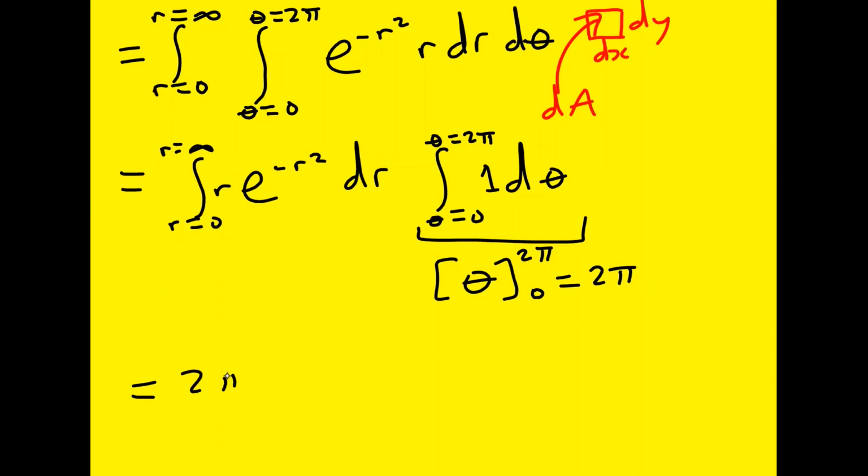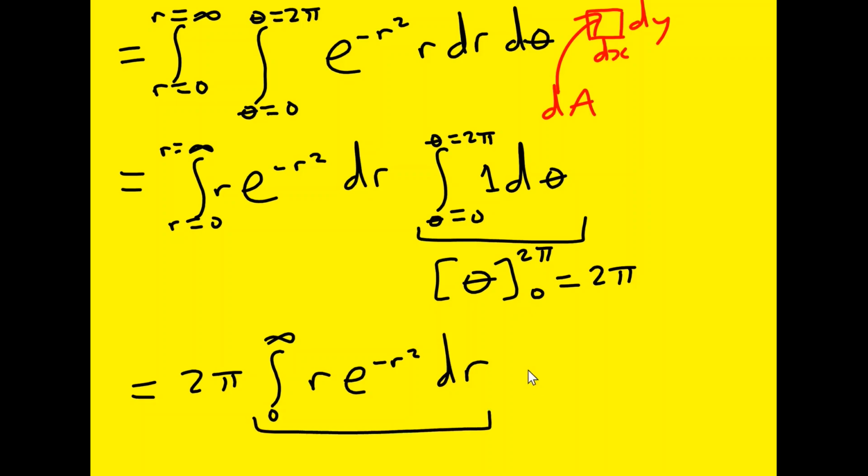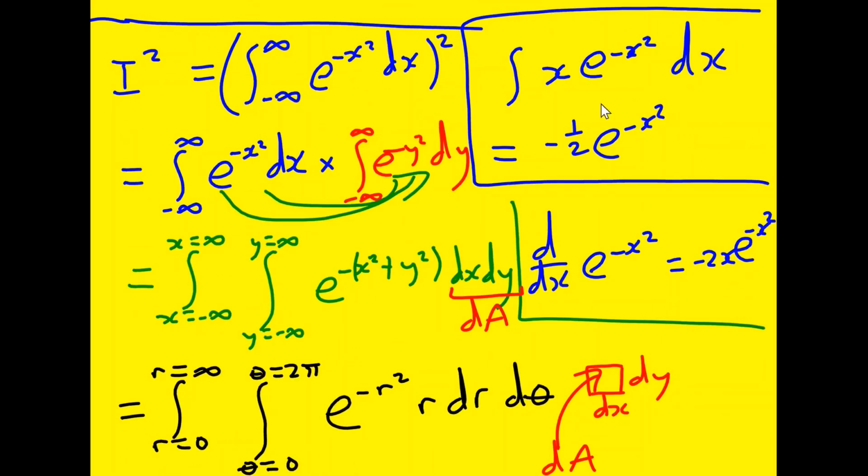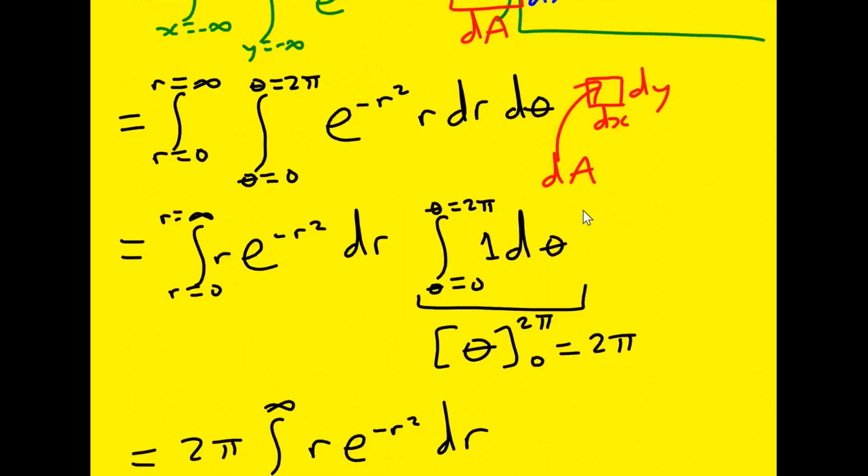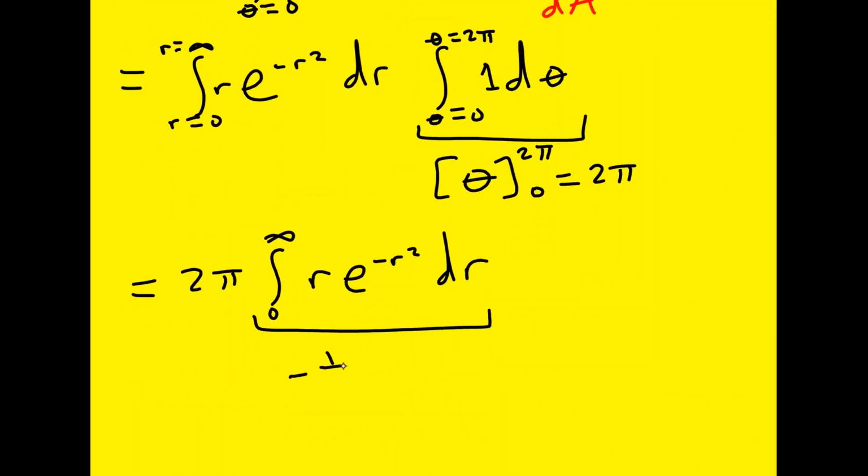This is going to therefore equal 2 pi times the integral from 0 to infinity r e to the minus r squared dr. And as I said before, that thing there, check it out, is actually minus a half e to the minus r squared. But it's going to be evaluated between 0 and infinity, and I still need to multiply by this 2 pi.